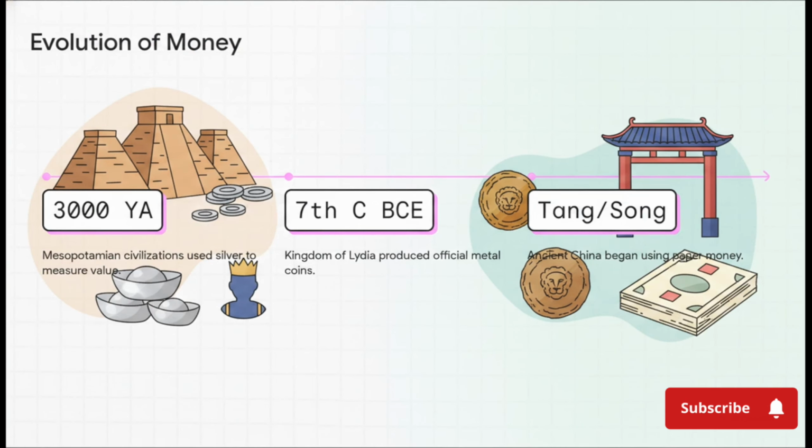While standardized silver was a huge improvement, the next evolutionary leap was the creation of official currency. Let's move to and see how this builds across our timeline. Following the Mesopotamian use of silver, we reach the 7th century BCE. The ancient kingdom of Lydia produced some of the very first official coins made from precious metals. And that incredible innovation eventually paves the way for the Chinese paper money of the Tang and Song dynasties.